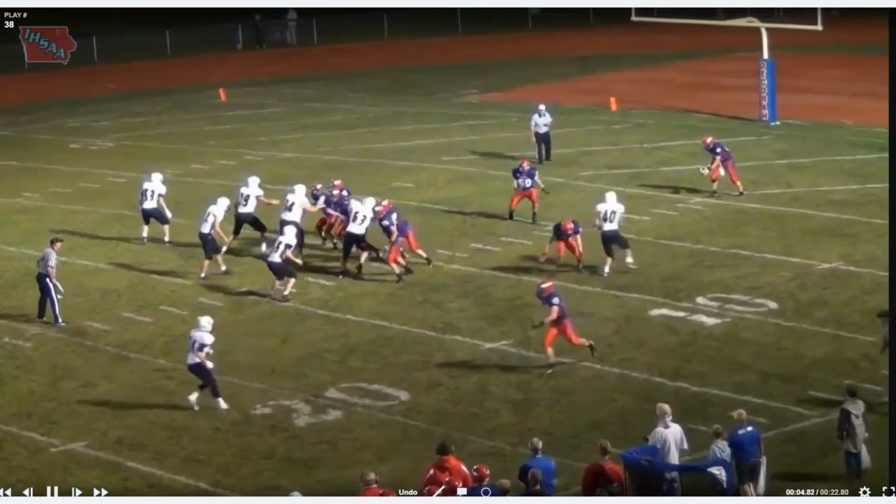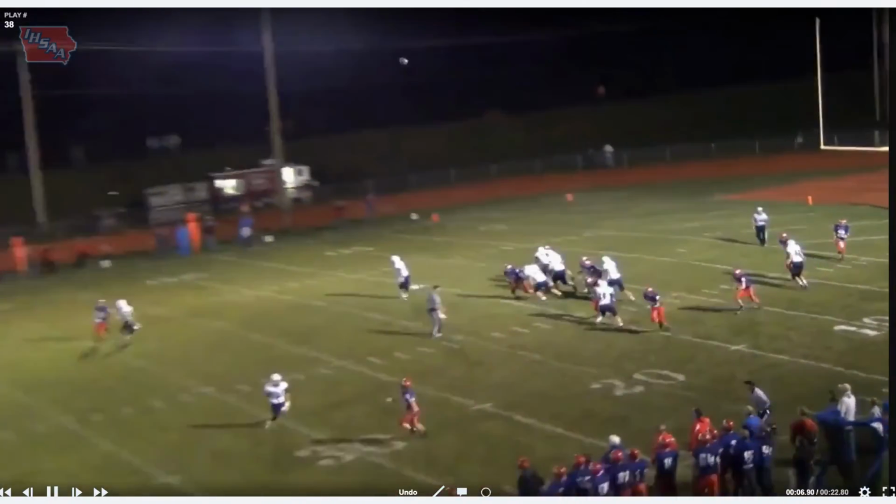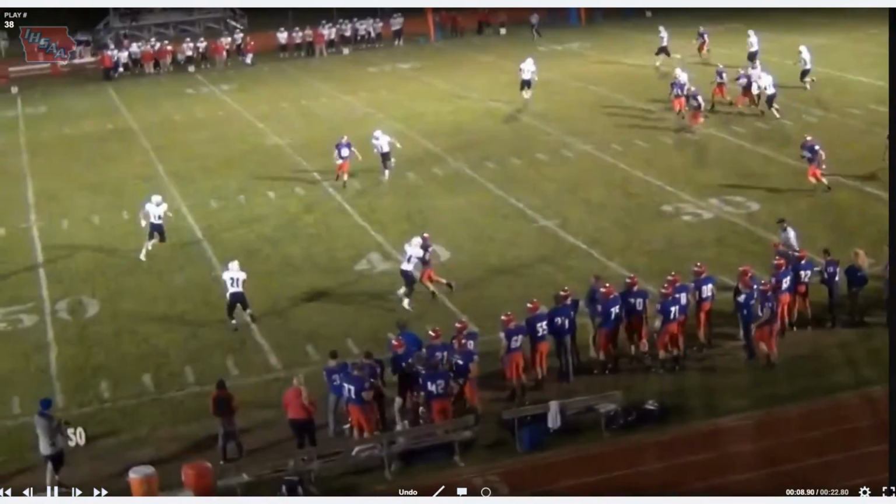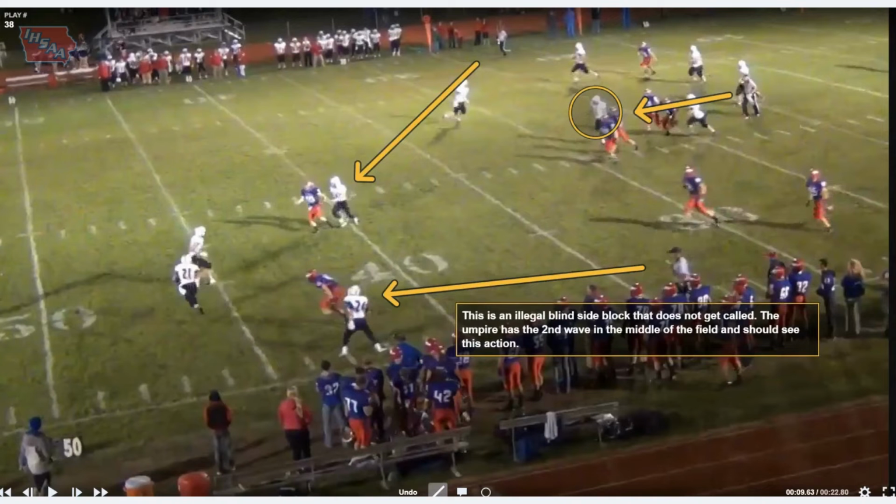We got a punt play here. Anytime we have a free or scrimmage kick or a change of possession, fumble or interception, something like that, we definitely have to be on a higher alert for illegal blindside blocks. This is when these fouls most commonly occur. So we're going to see an illegal blindside block here that does not get called.